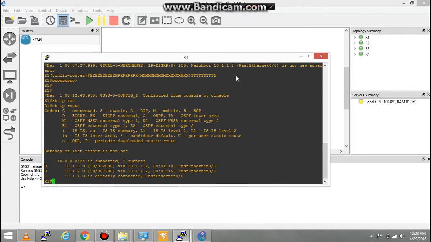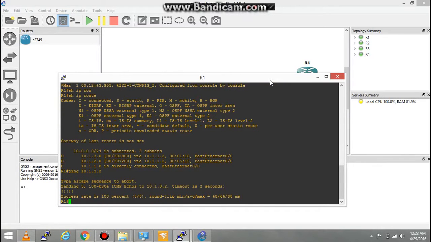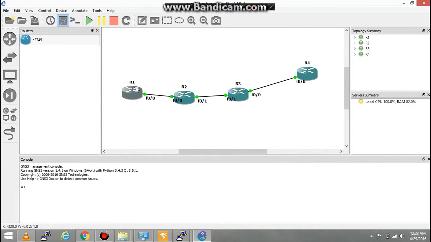So now if I want to ping from R1 to R4, all I have to do is use the command ping followed by the IP address on the interface FastEthernet 0/0 of R4, which is 10.1.3.2. You can see that the ping is successful because a packet was generated by R1 and sent to R2. R2 looks at its routing table, in which it is mentioned that if the destination network is 10.1.3.0, forward it via FastEthernet 0/1. It forwards it and it reaches R3.